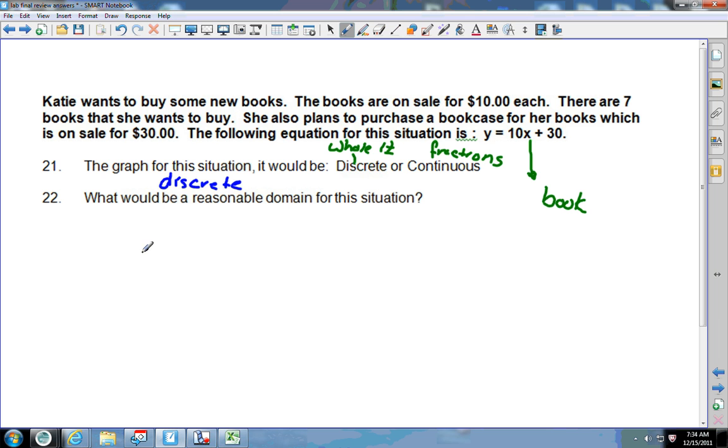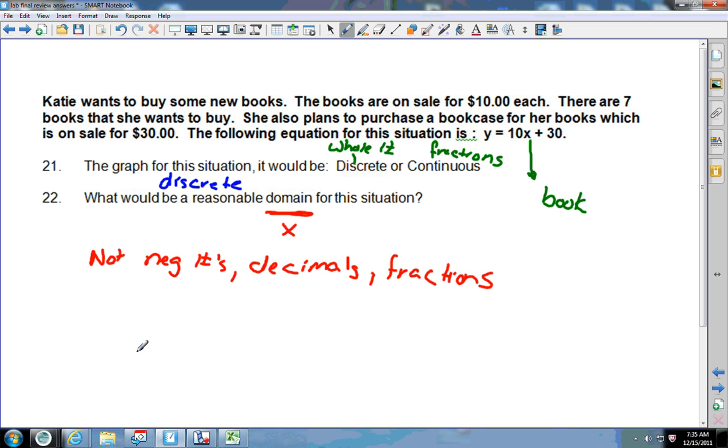Next it asks, what is a reasonable domain? Domain is x. Now, what type of numbers can x not be? Can the books not be? Can I have negatives? You can't go in and ask for -2 books. They can't be negative numbers. They can't be decimals. And they cannot be fractions.